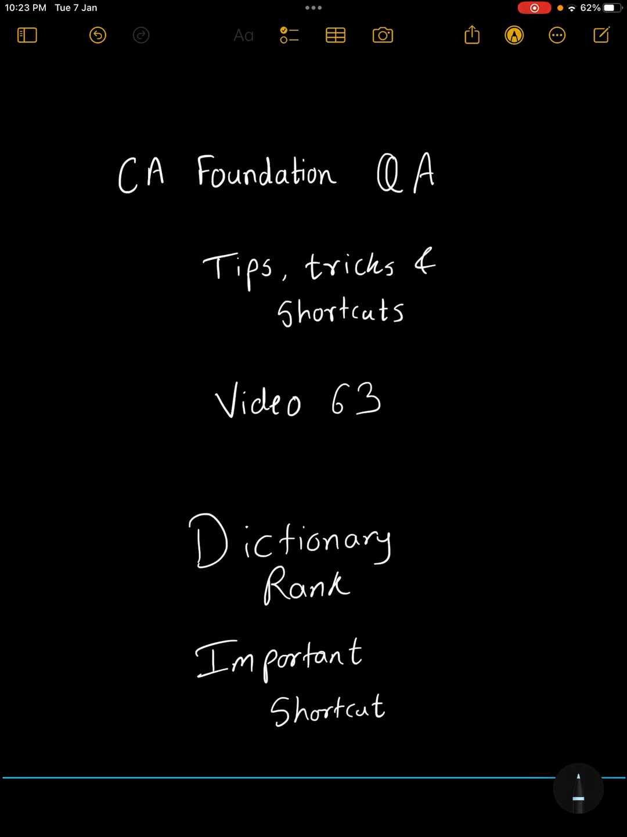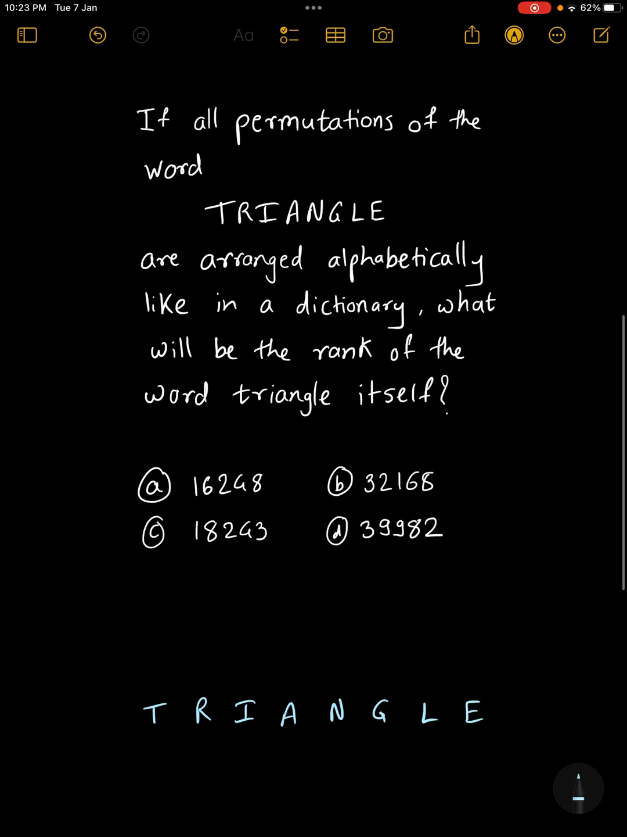Today we have a very useful shortcut to find the dictionary rank of a word. With this you can get the answer in 30-40 seconds instead of 2-3 minutes using lengthy calculations.